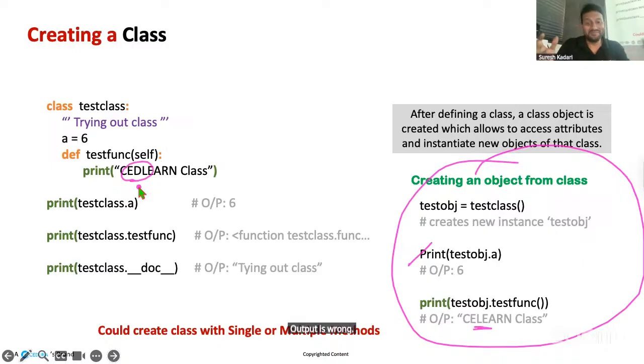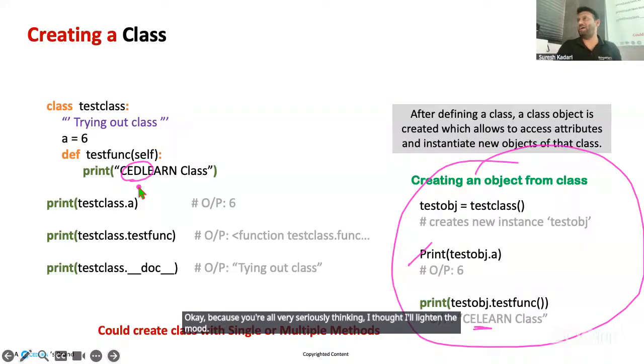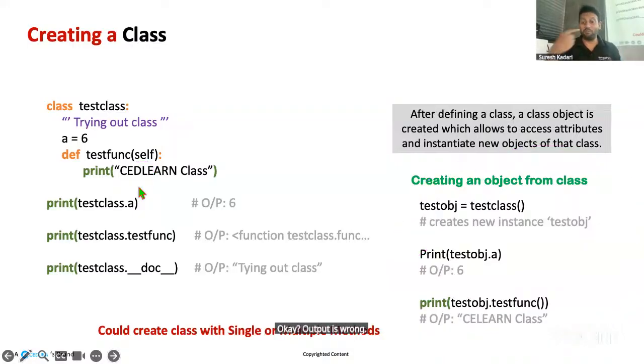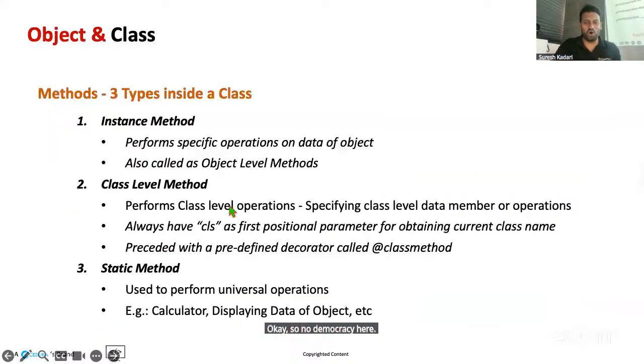Okay. Because you're all very seriously thinking, I thought I'll lighten the mood. Okay. Output is wrong. When the boss makes a mistake, it's an oversight. When you make a mistake, it's a blunder. Okay, so no democracy here. Okay, guys, let's move on.